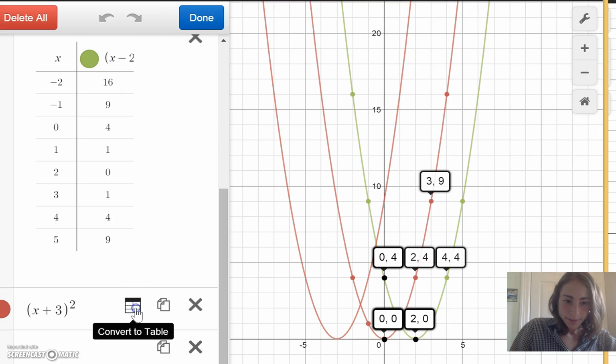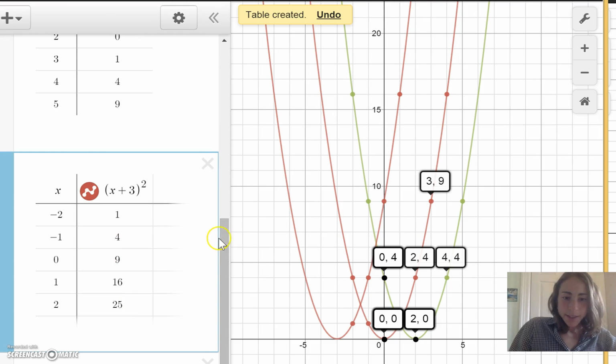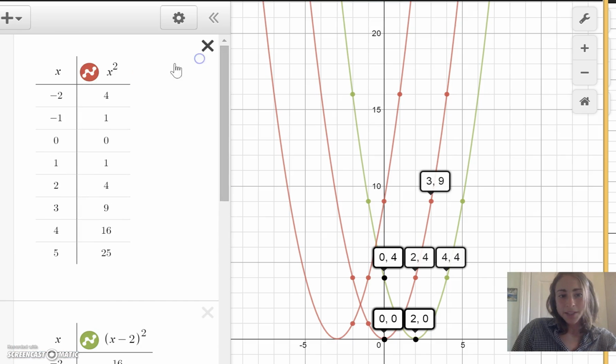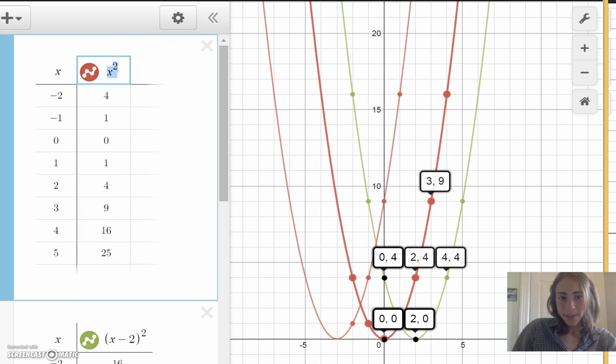And now you see that in order to get 4, like before, instead of plugging in 2, that's not going to work because (2 plus 3) squared is 25. I need to plug in -1. I need to plug in something that's 3 smaller. So if I add 3, it's like I was doing the original function x squared.